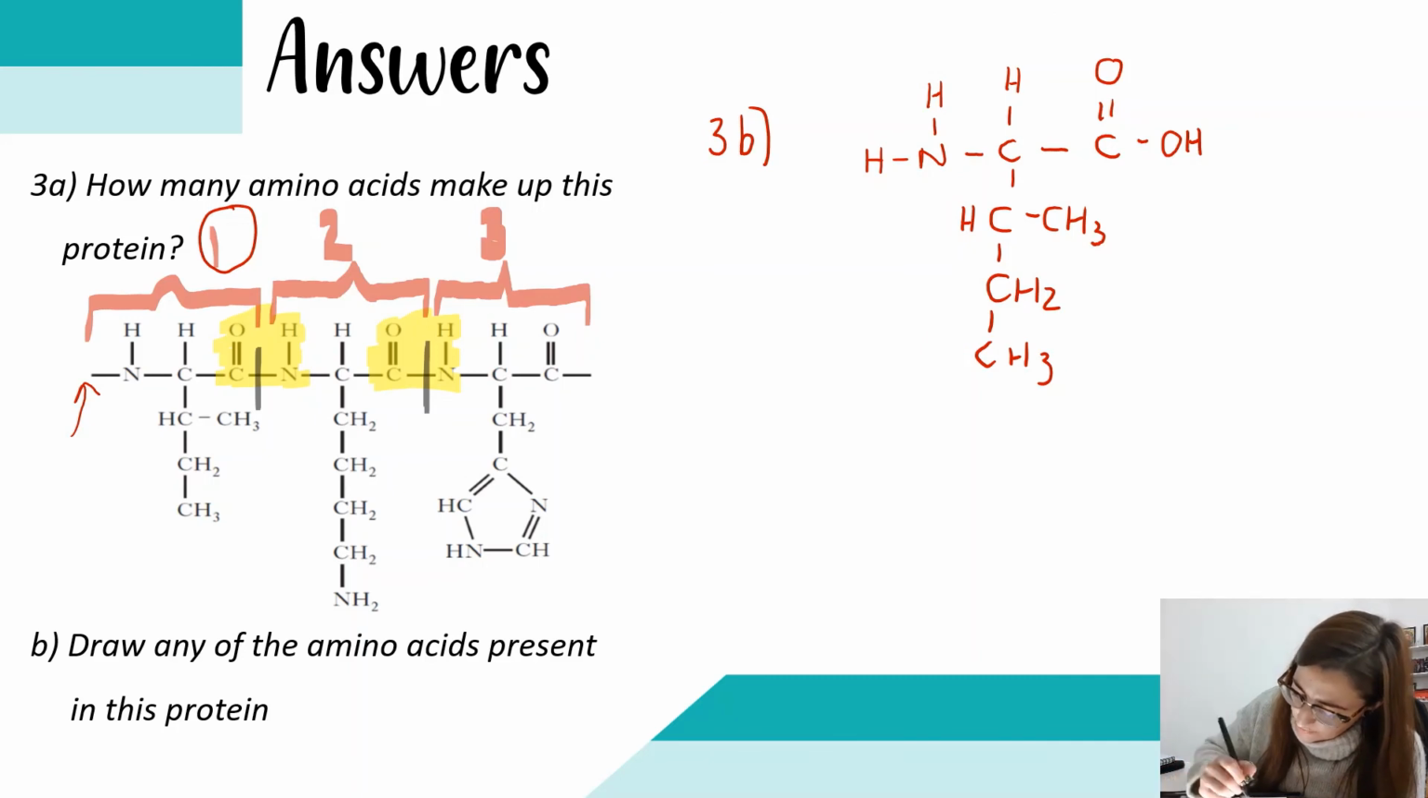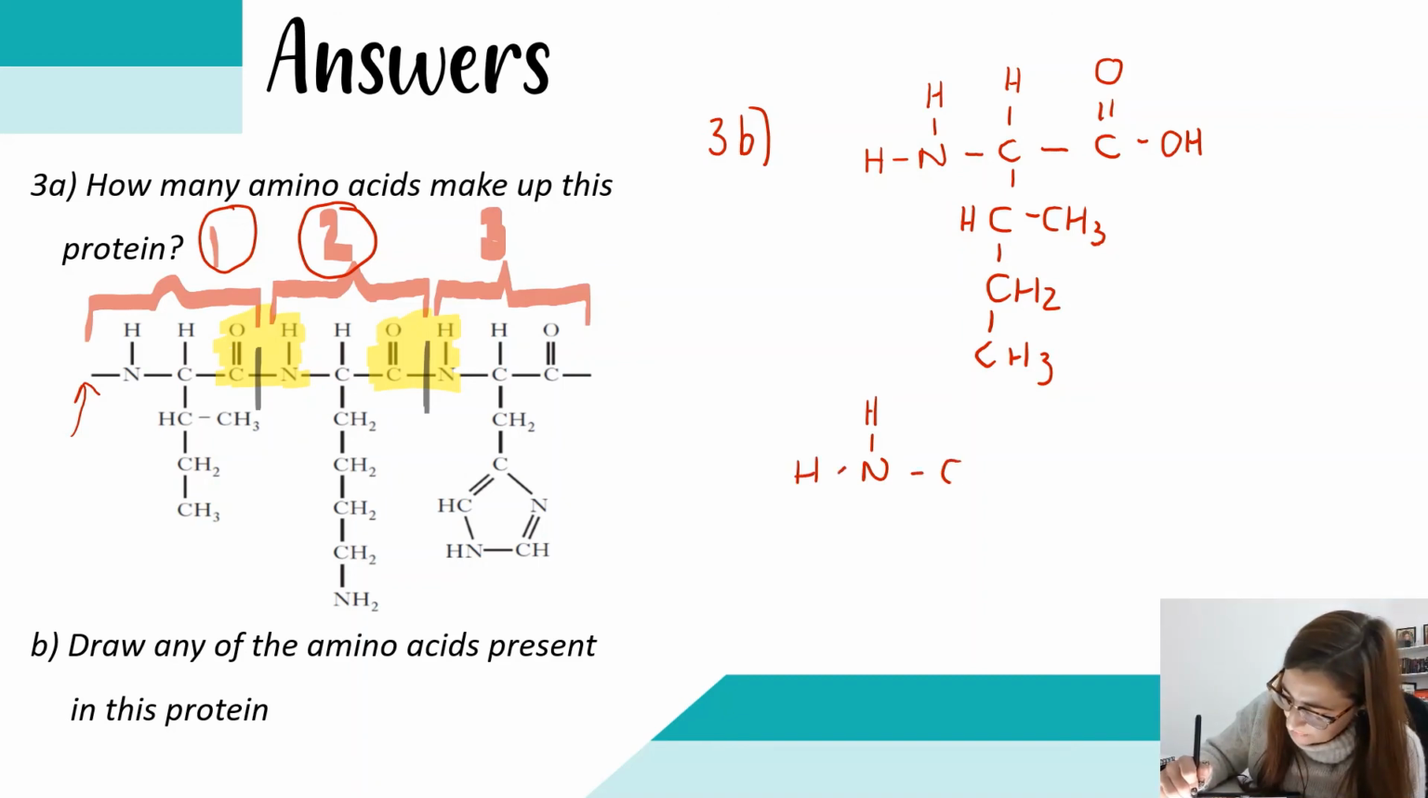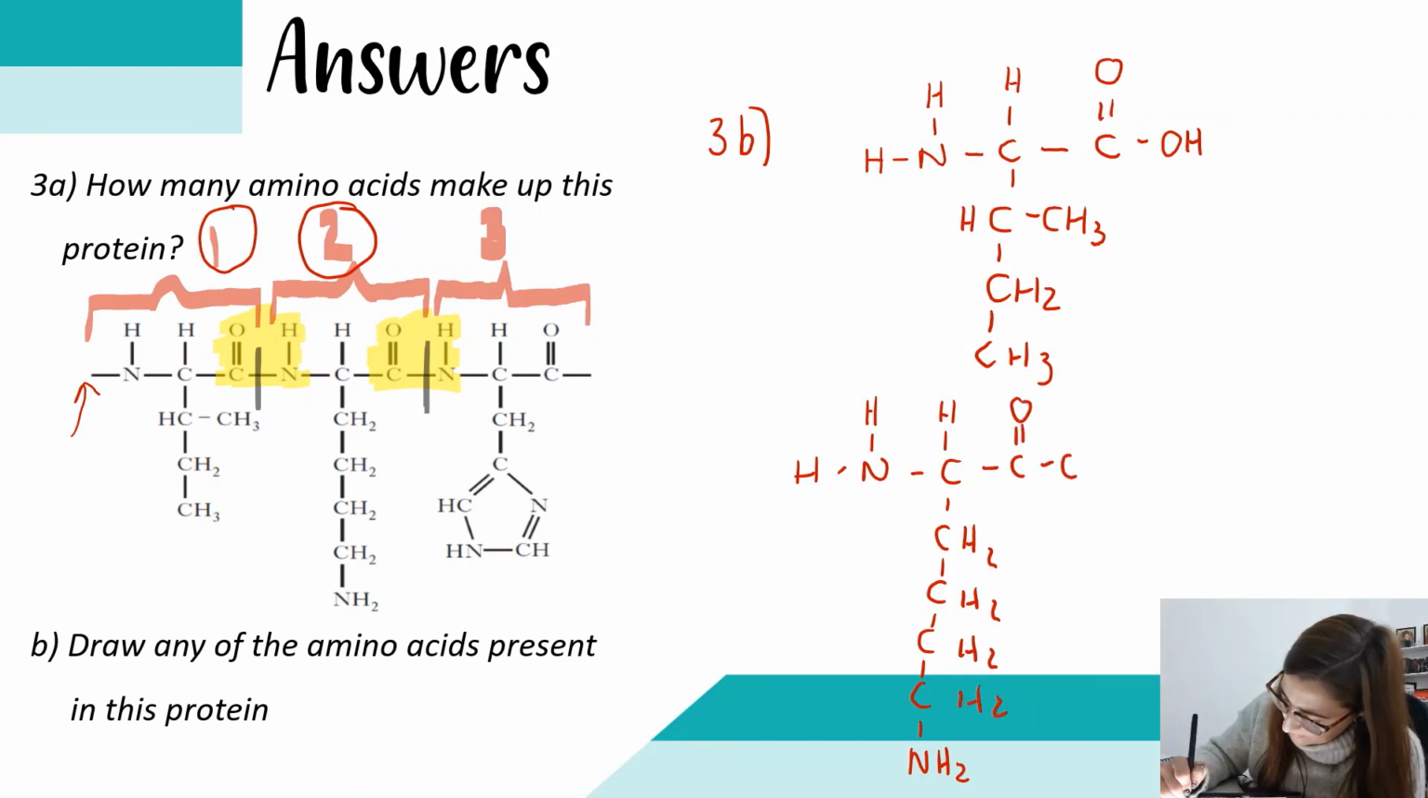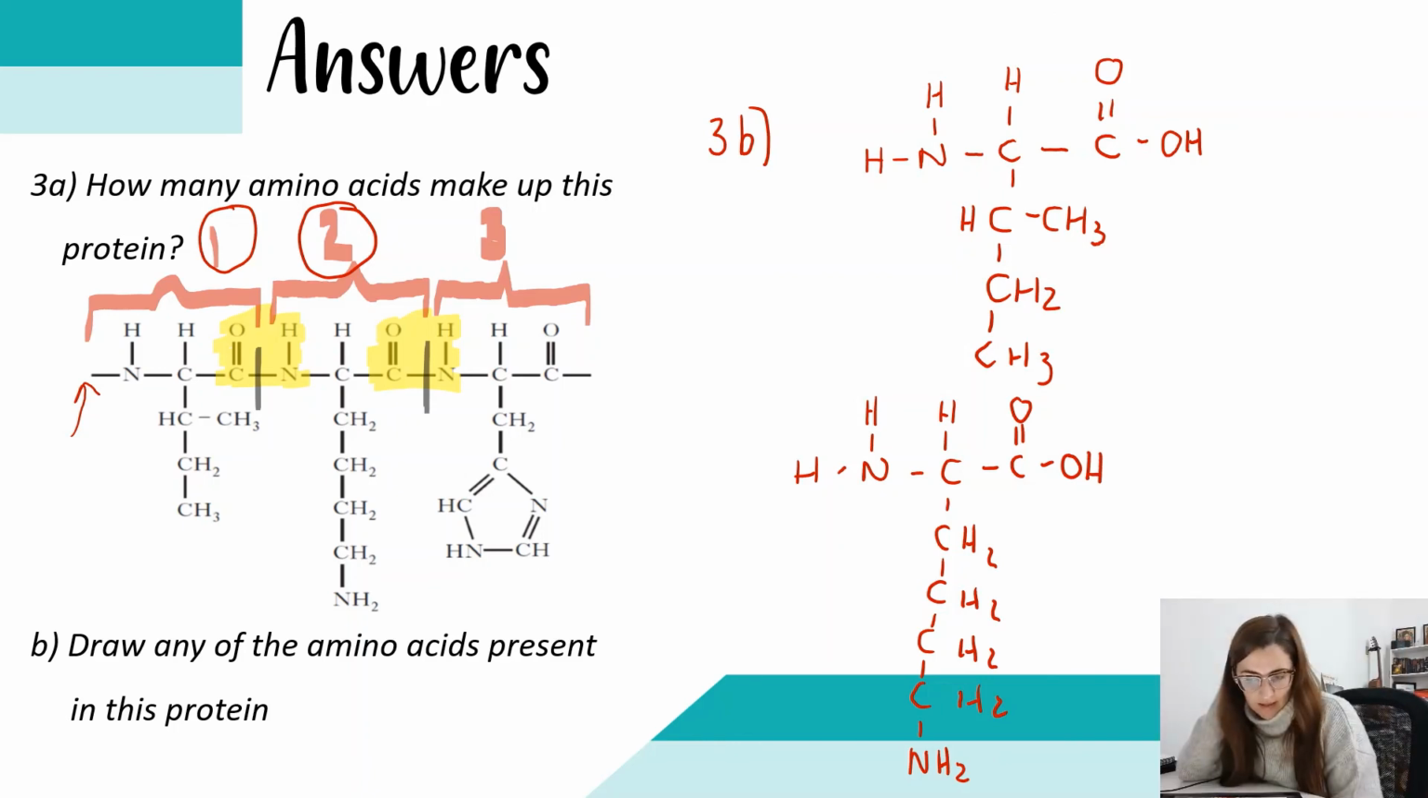Another alternative is amino acid number 2. Again, I've got NH and I'm having to add on an H at the end here to complete the amino functional group of the amino acid. And then CH2, CH2, CH2, CH2, NH2. And C double bond O. And again, I'm adding on an OH there to complete the amino acid.